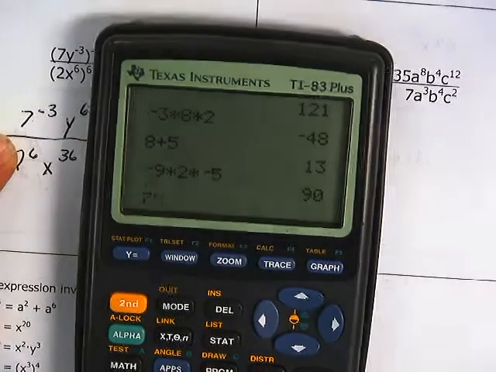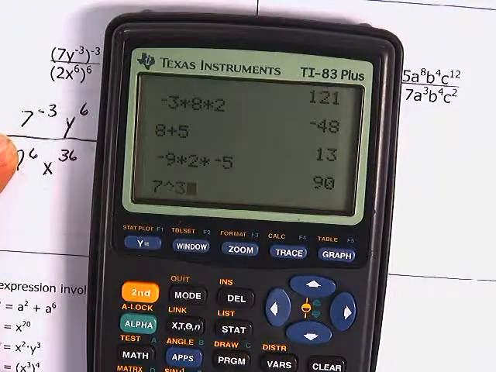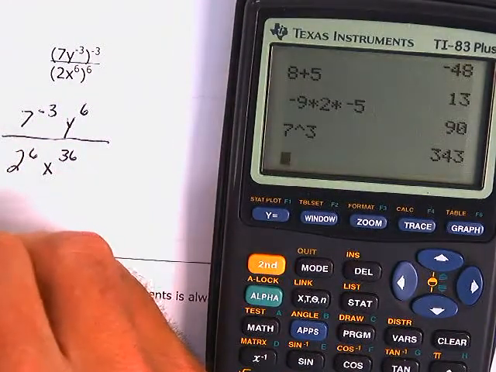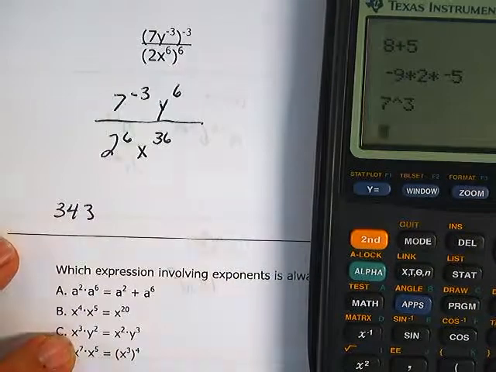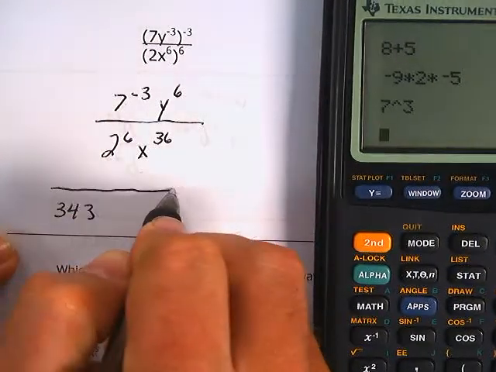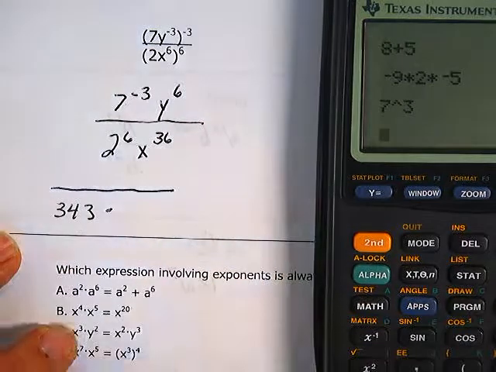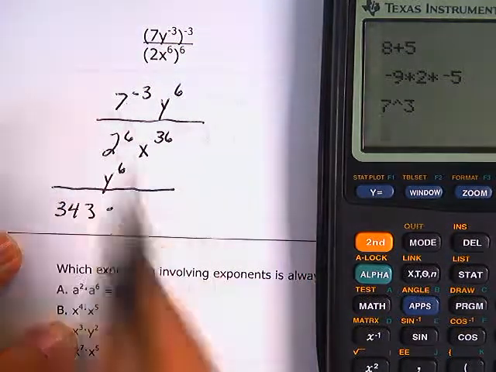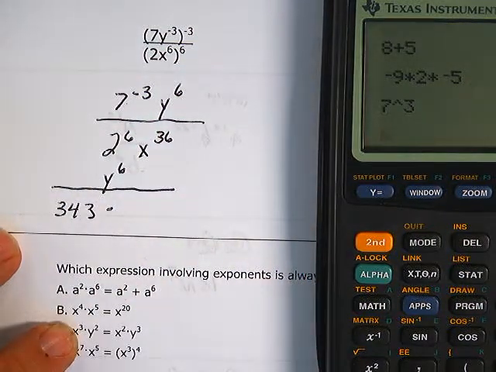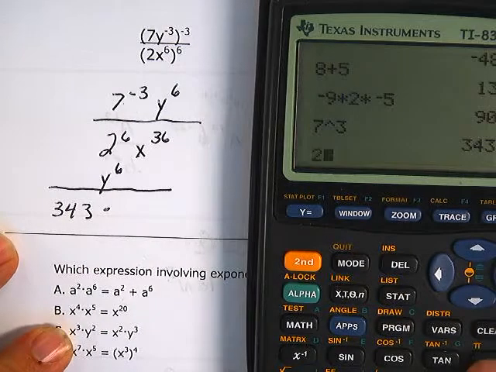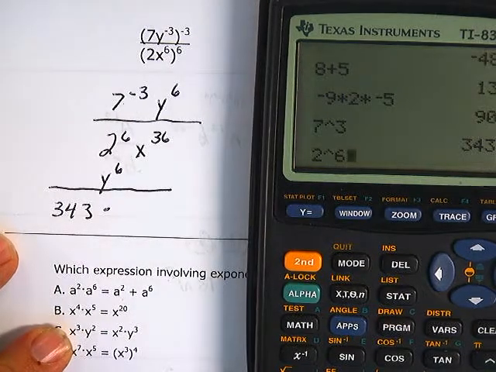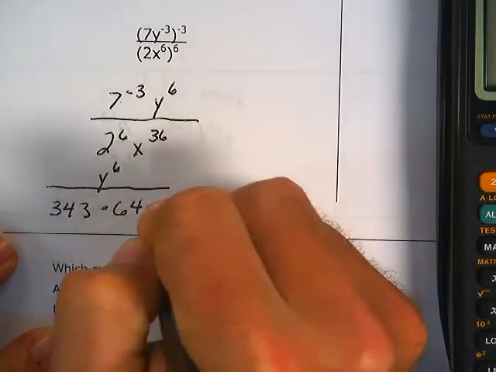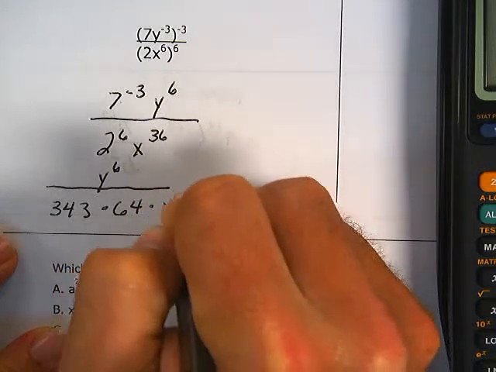7 raised to the 3rd power would be 343. We're going to have to move that to the bottom. That's 343 times, we have y to the 6 still up top. Now, 2 to the 6. 2 raised to the 6th power is 64, times x to the 36.